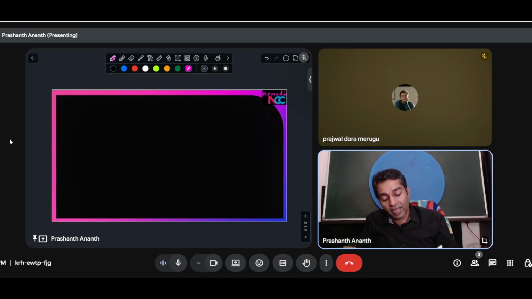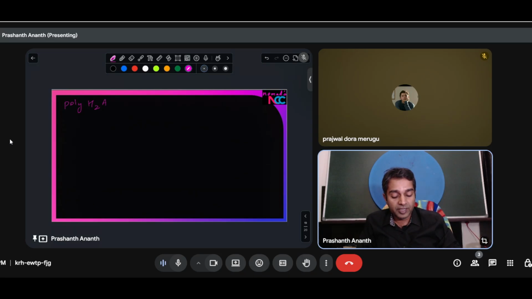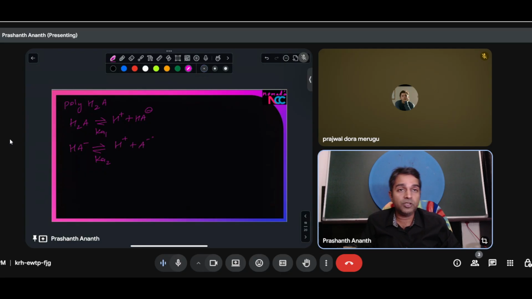So let's say I'm going to have a polybasic acid. Let's take a simple one, H2A. If I'm having H2A here, it will be in equilibrium with H+ plus HA-. This equilibrium constant will be called Ka1. Next, the HA- can still behave as a weak acid and dissociate again. This time I'll have it as Ka2, and I'll have A2- ion being produced over here.